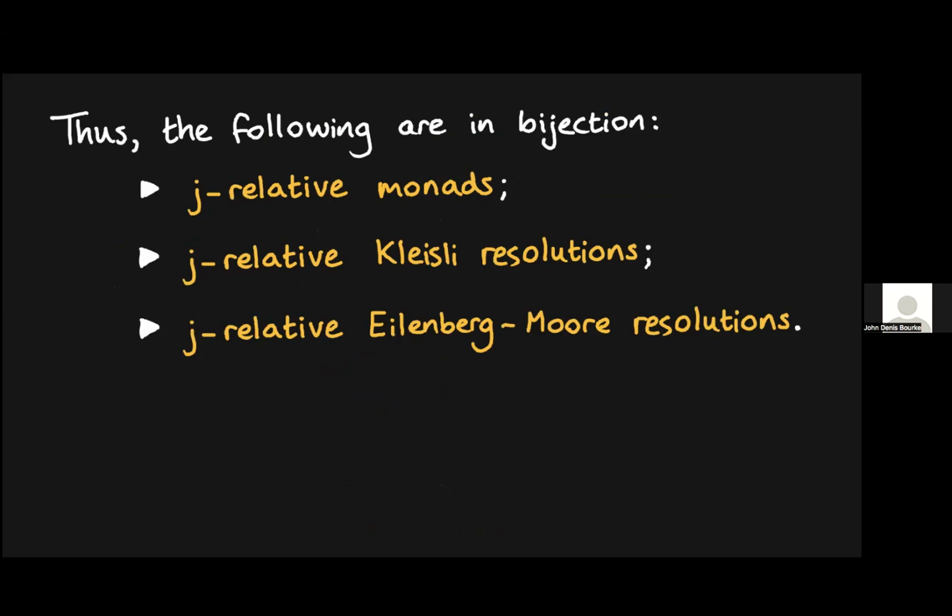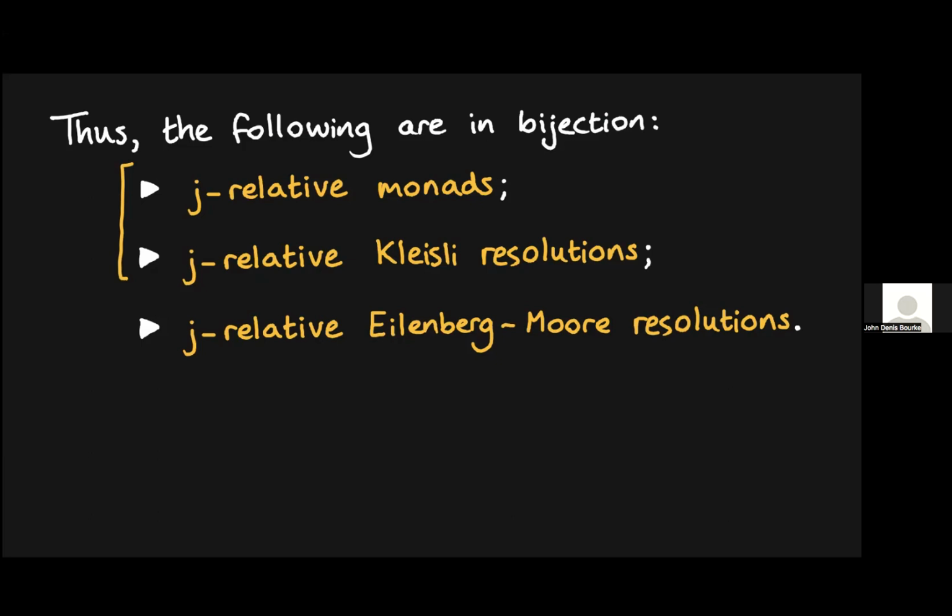Now, by the universal property of the Kleisli and Eilenberg-Moore adjunctions, or relative adjunctions, we get a bijection between these three classes of structures: J-relative monads, J-relative Kleisli resolutions, and J-relative Eilenberg-Moore resolutions. And by resolution here, I mean an adjunction which induces a particular relative monad. So I mean the left adjoint, the right adjoint, and the transposition operations.